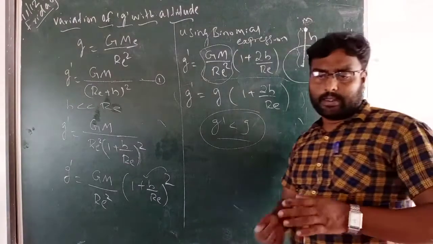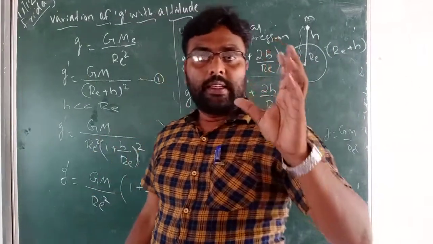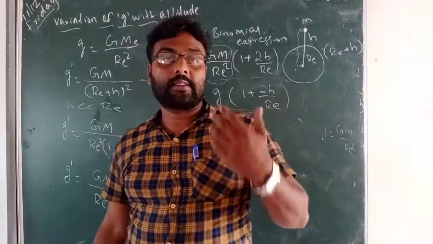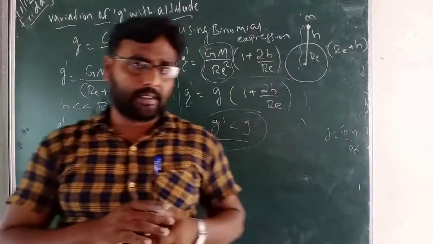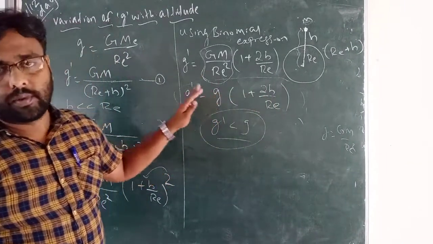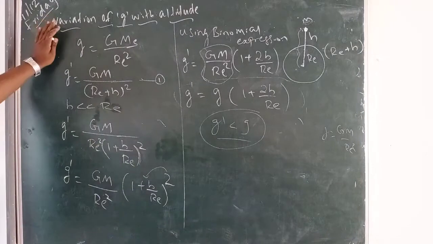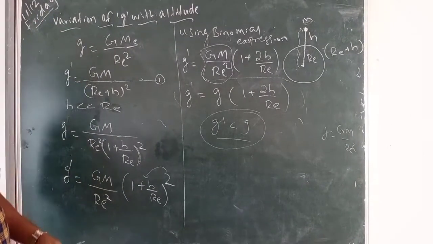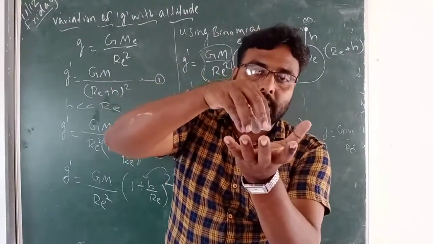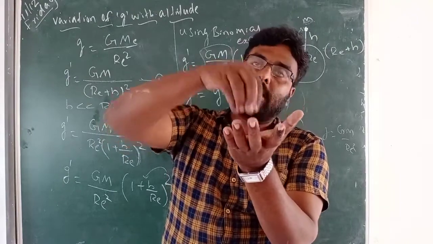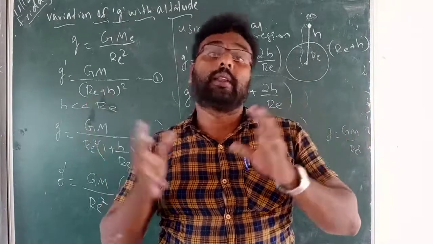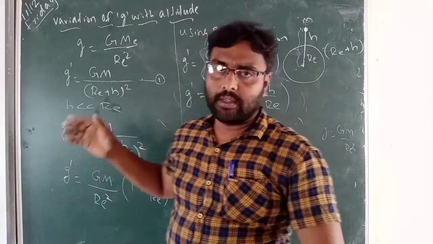So you can write the last point now: g dash is less than g, which means that as altitude h increases, acceleration due to gravity decreases. If you want to check, you can give some values and check it out. So this is the variation of g with altitude. We lift an object at a height h from the surface of the earth and find whether any variation is there in the g value. That is this derivation.